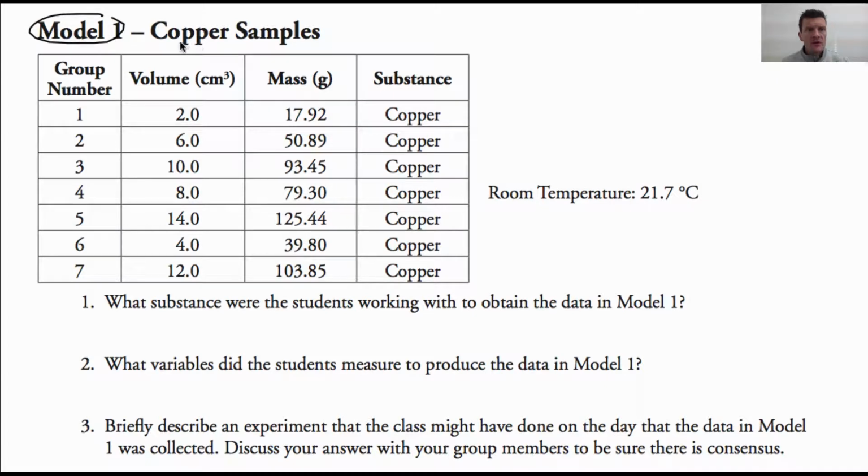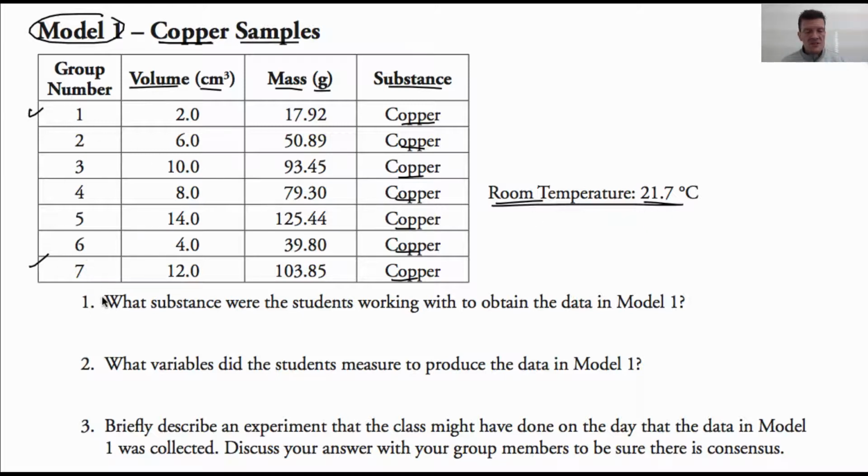Here in Model 1, we are given information, data that involves copper samples. So you'll notice here we've got 7 different groups. We have a volume, we have a mass, we have a substance. In all cases it is copper. Okay? The units here are given to you in parentheses right after the heading title, so you know what is being measured and in what units. On the side here, we are told that the room temperature is 21.7 degrees Celsius. It doesn't look like that's changing, so that is a constant in all of these different samples.